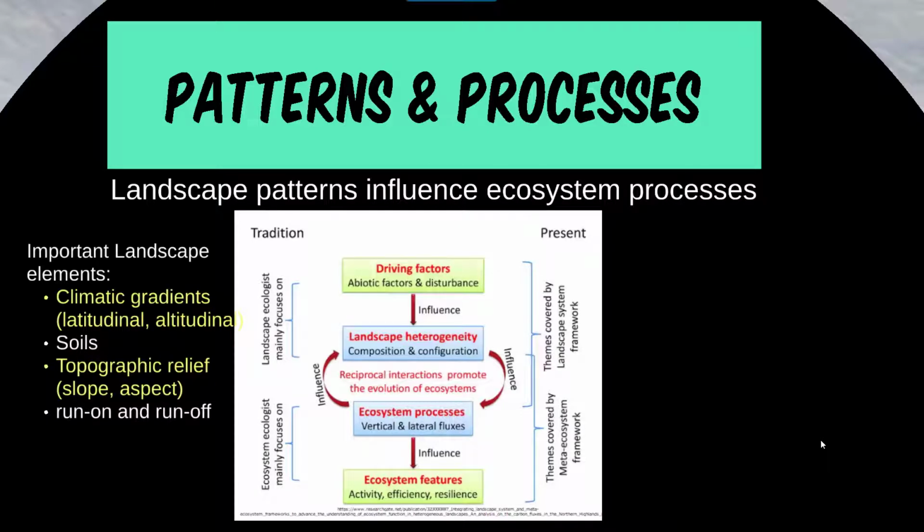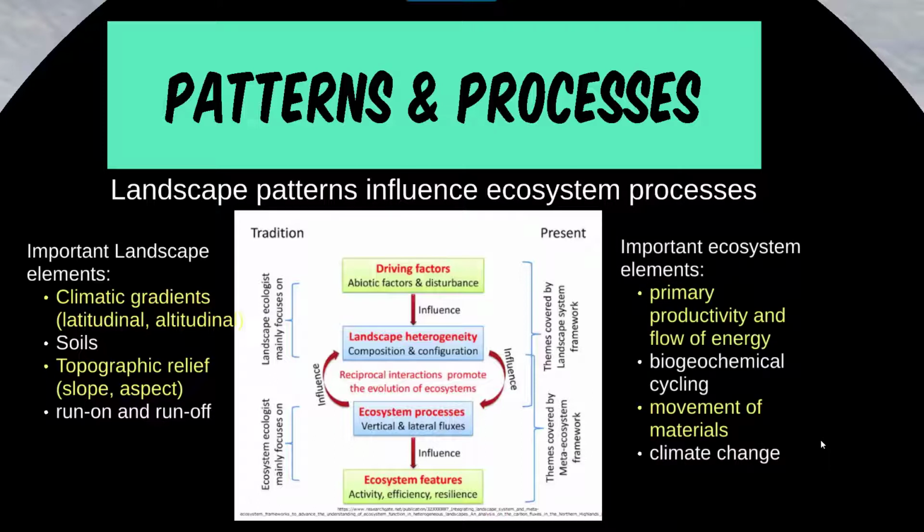There are several different important landscape elements to understanding these patterns, including the climate gradients, such as latitudinal or altitudinal, soils, topographic relief, so elements such as slope and aspect, as well as things like runoff and run-on. And there are also very relevant and important ecosystem elements to be aware of, including primary productivity and the flow of energy, the biogeochemical cycle, the movement of materials, and, more recently, climate change.